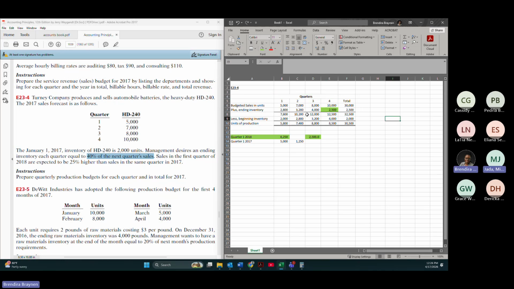Okay. So 2,500, we're adding it to the budgeted sales, 12,500, minus beginning inventory. Our beginning inventory came from our ending for Q3, 4,000. And when we take 4,000 from 12,500, we get 8,500.